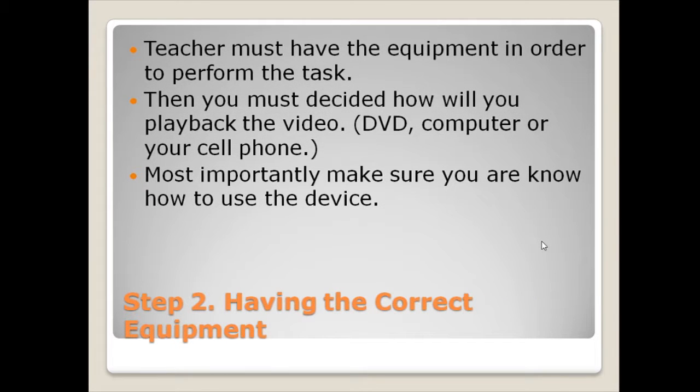Step 2 is having the correct equipment. You can use a camcorder, a portable camcorder, or even your cell phone. After you select the equipment you prefer to use, you can decide how you will play back the video. You can burn the video onto a DVD, transfer it to your computer, or simply play it back on your cell phone. I would use the computer so that way the student has access to the video whenever it is time for that child to watch it.